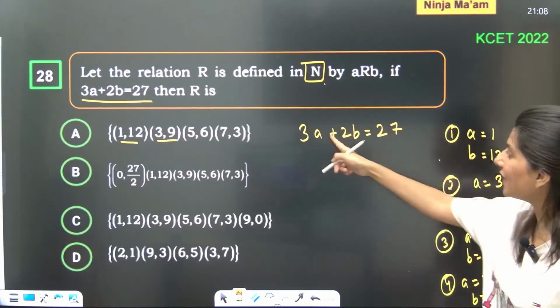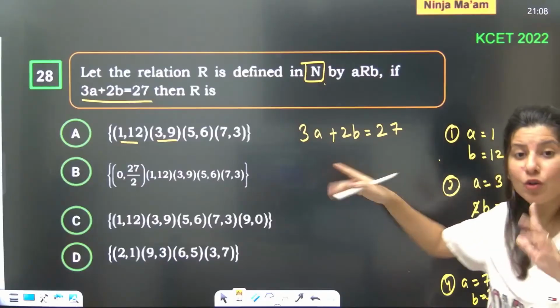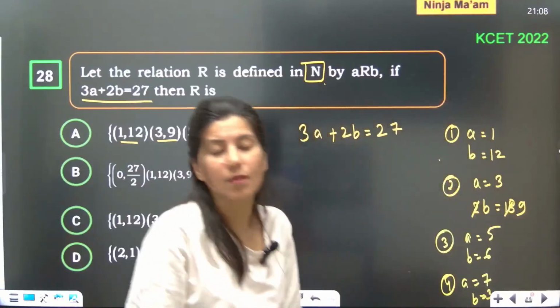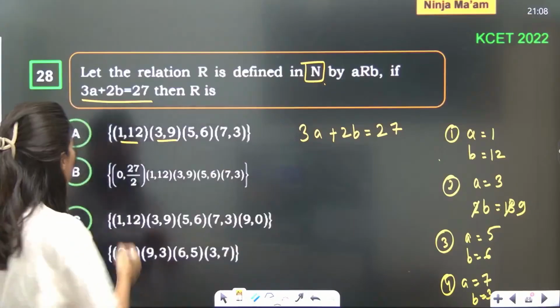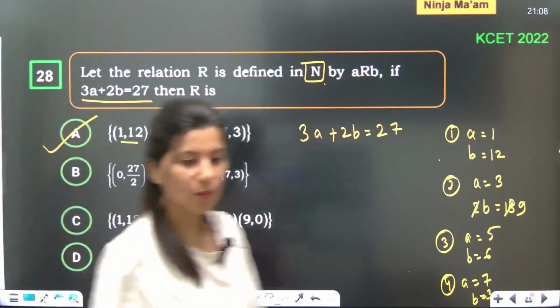If A will be 9, 9 3s are 27. B will be 0. So we need to just stop over here, because 0 is not a natural number. So only 4 ordered pairs, which matches with option A.